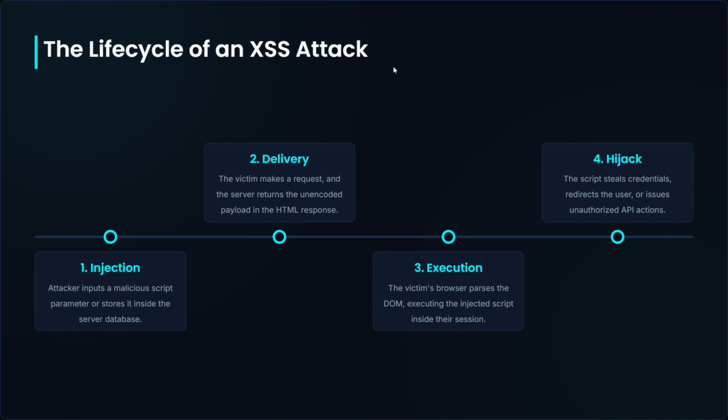Okay, the life cycle of an XSS attack. Simple. The attacker is going to inject a malicious script into the particular website, and he's going to deliver that link to the victim. When the victim executes that, the victim's browser parses the DOM and executes the injected script inside the session.